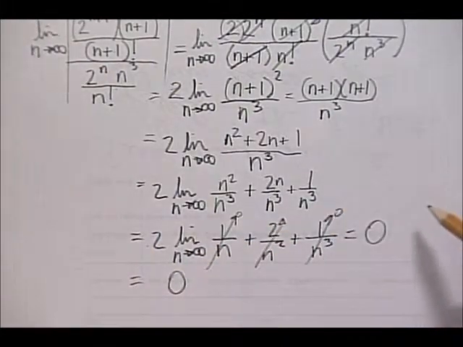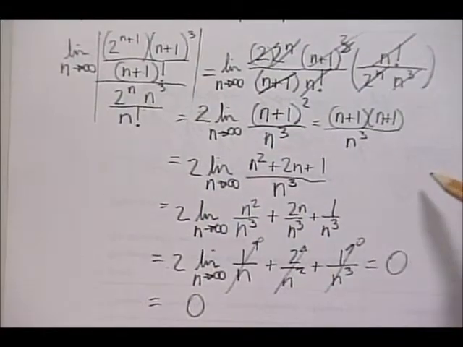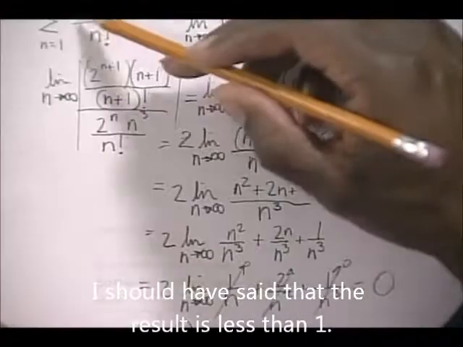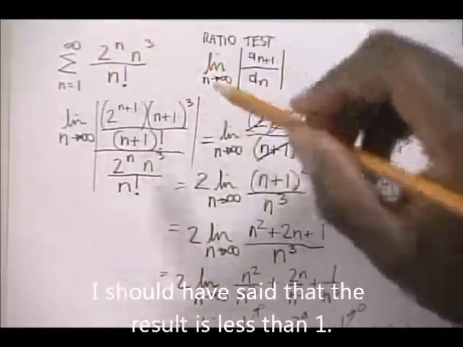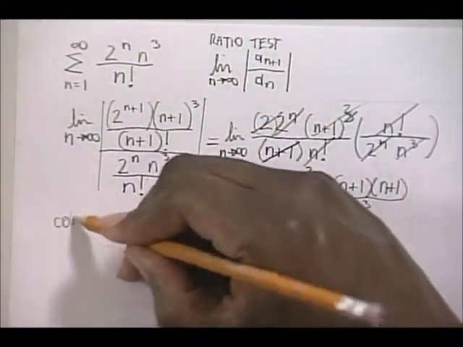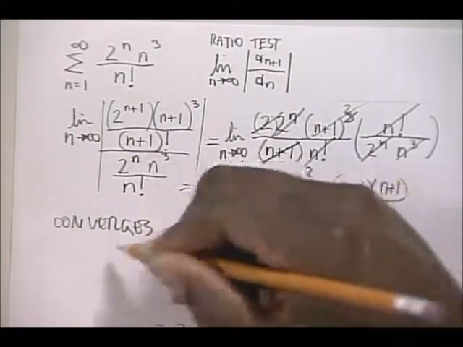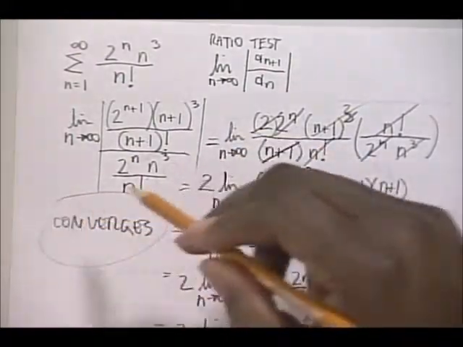So we conducted the ratio test, and we got the result is less than 1. Well, that tells you that this initial series converges absolutely. All right, so it converges. And anything that converges absolutely converges.